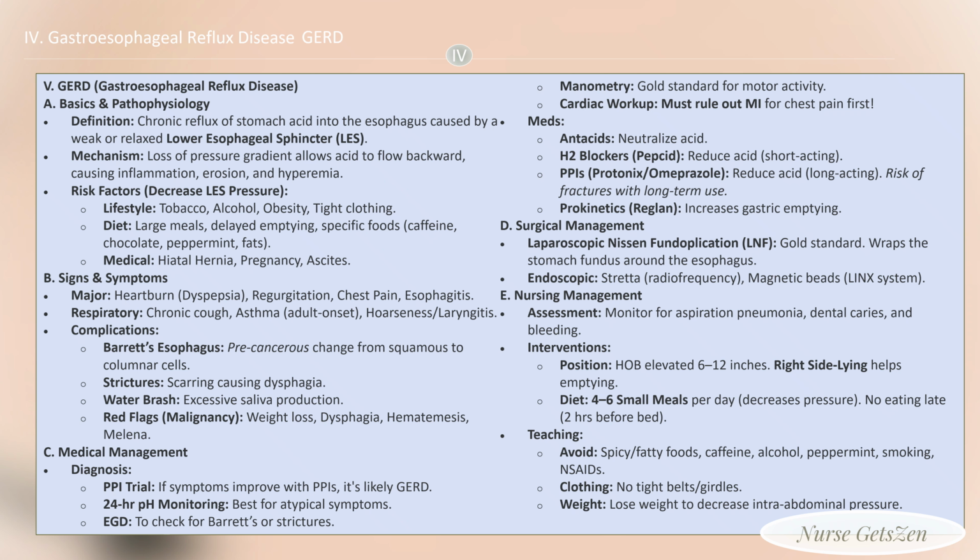Complications, very important. Barrett esophagus is a precancerous condition where the normal squamous cells of the esophagus are replaced by columnar cells, which have a high risk of malignancy. The strictures, fibrosis and scarring from chronic acid exposure, can lead to esophageal narrowing and dysphagia.